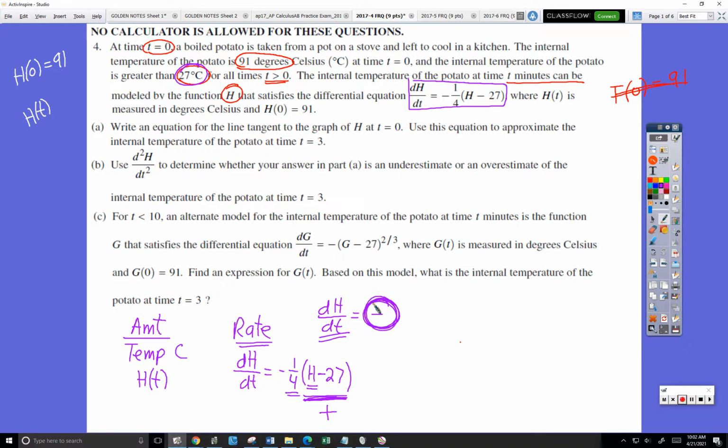And then we also know this already, the temperature at time 0 is 91. Part A says, write an equation. So be careful here. They don't want just the slope, they want the equation of the line tangent to the graph of h at time equals 0. So we want to do that first to get those points.